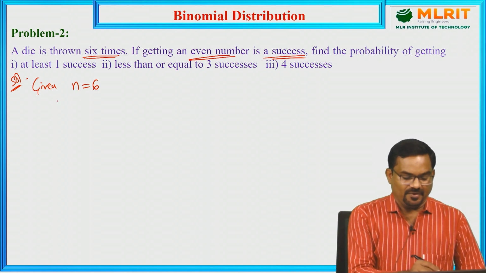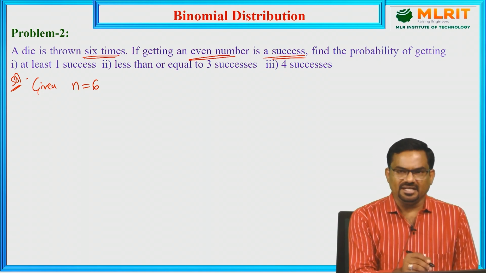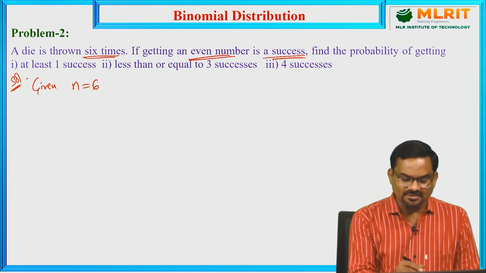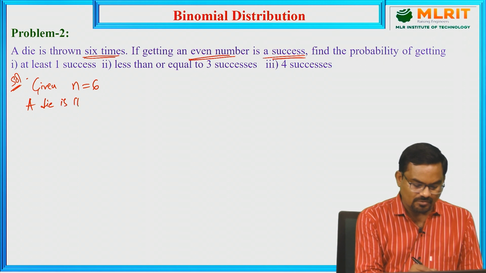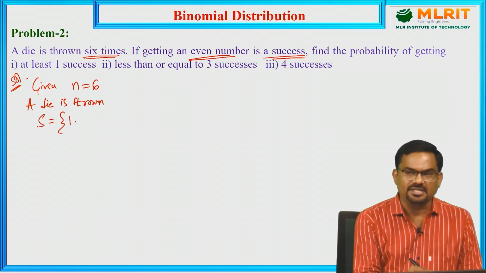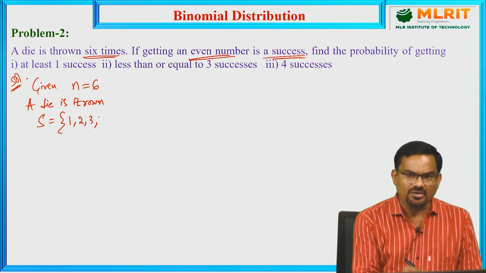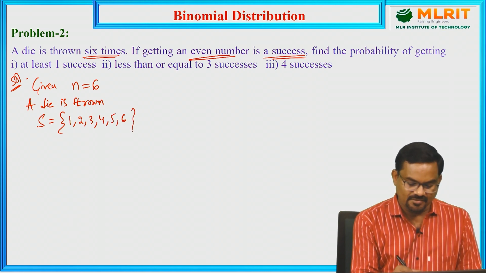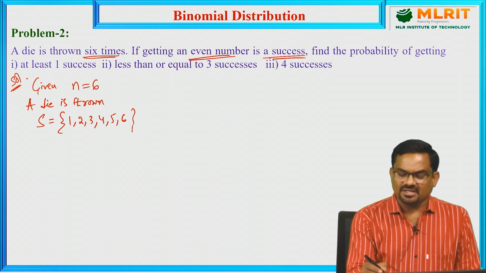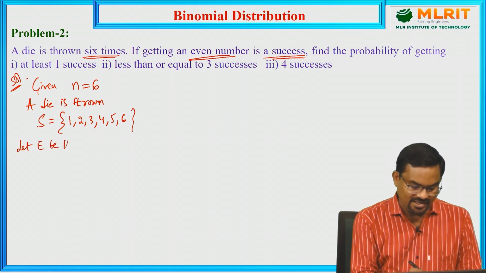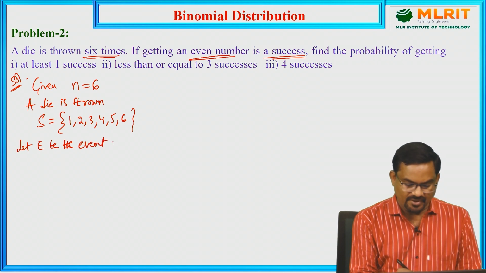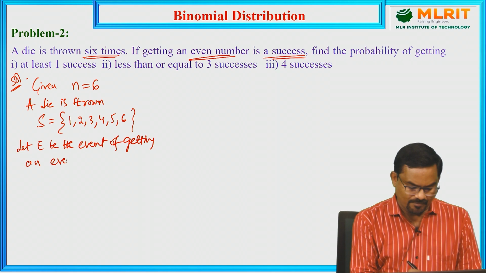So first of all, the number of trials n is 6. And what is the experiment here? A die is thrown. Then what is the sample space? Sample space contains 6 outcomes, 1, 2, 3, 4, 5 and 6. Now, what is our success? Getting an even number. So, let E be the event of getting an even number.